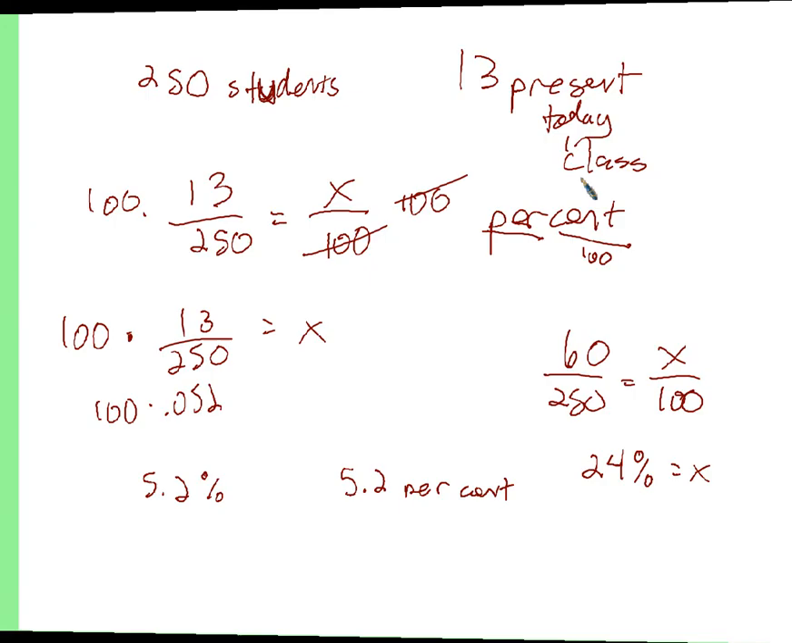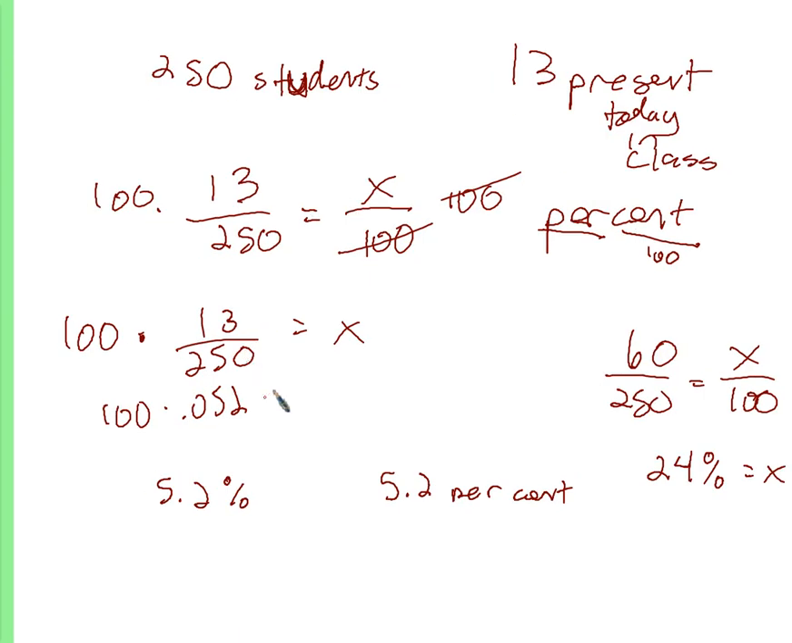So can you not do it the way where you put 250x equals 1300? That's fine. You could, but then you're just going to make more work for yourself. Because then you don't get the decimal, you only get 52%. You shouldn't get 52% because it's 5.2%. Maybe too many zeros, I think.